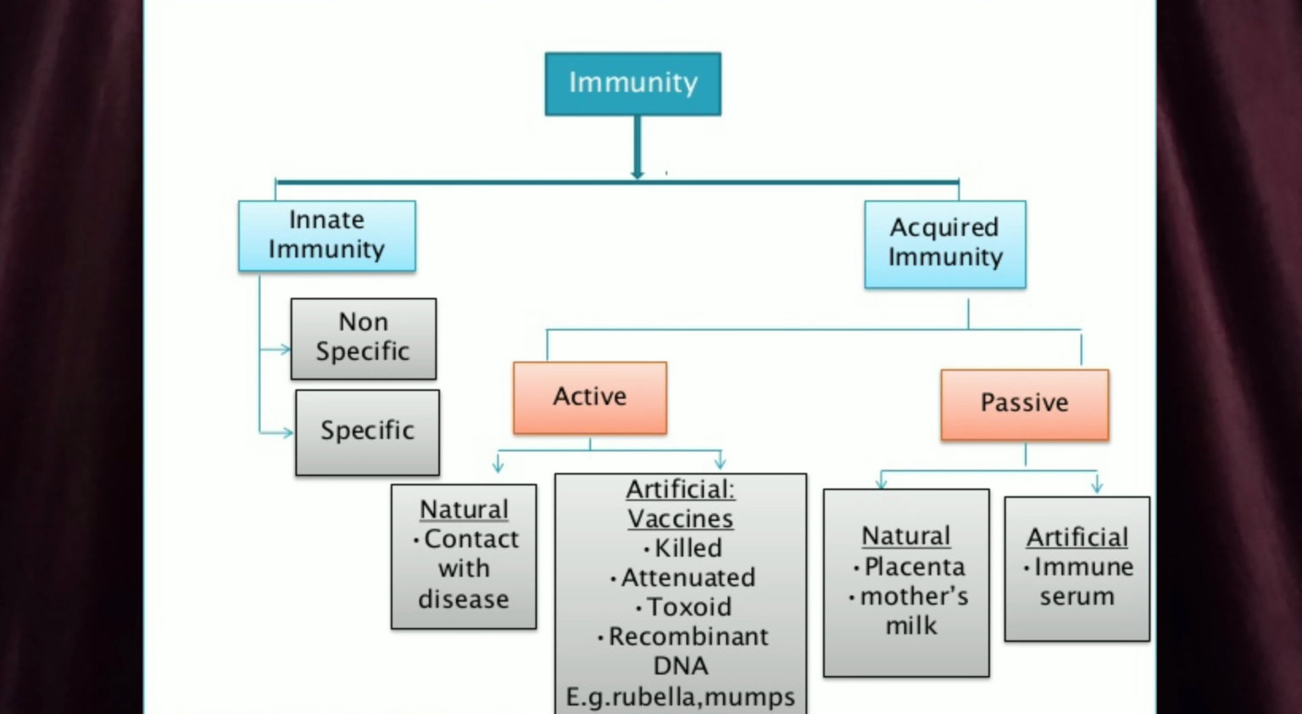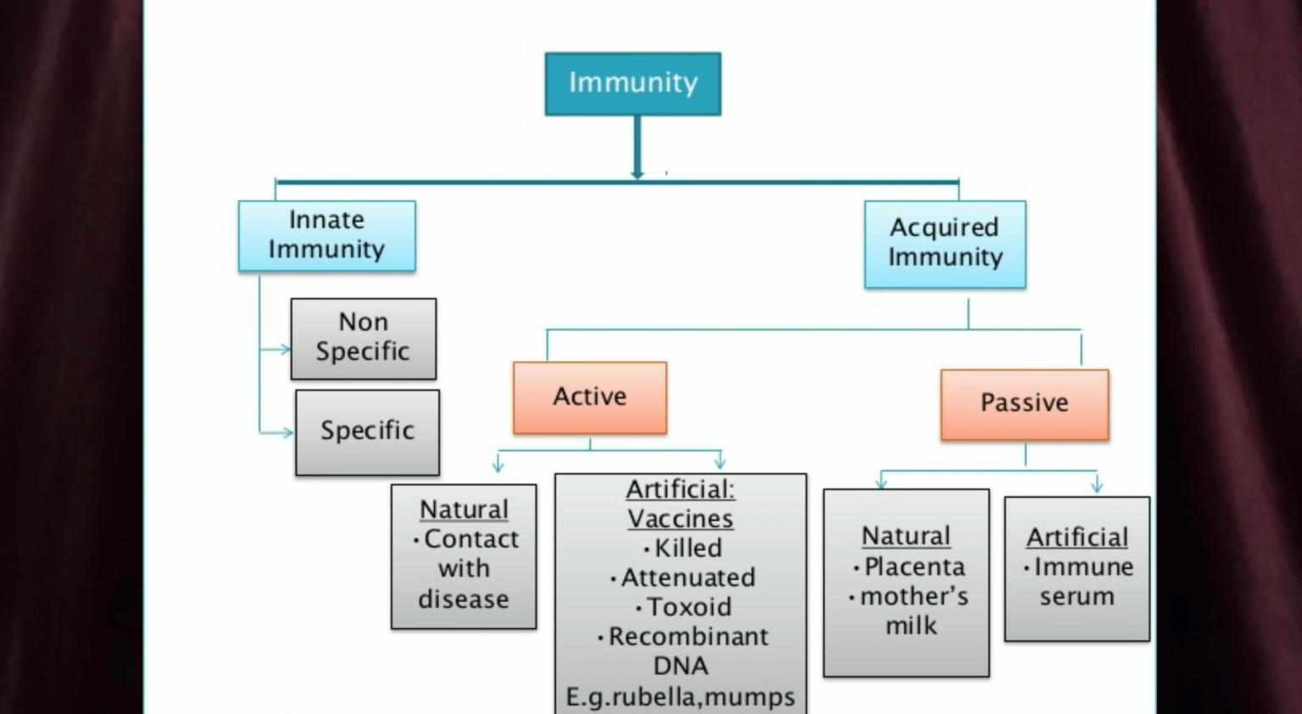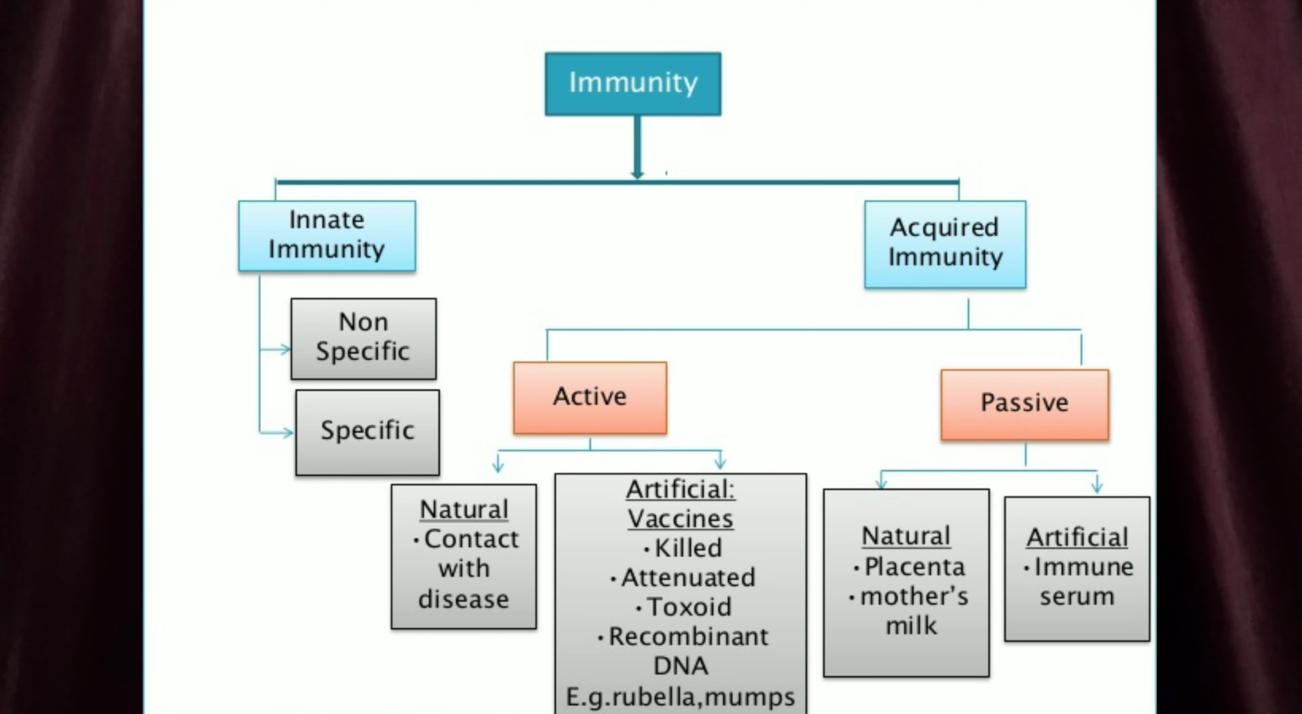First is natural active immunity and second is artificial active immunity. An example of natural active immunity is contact with disease. Once you encounter such a type of disease or problem, your body will develop such antibodies, and later in life, you will be immunized with active immunity. Examples of natural immunity are common cold, smallpox or chickenpox.